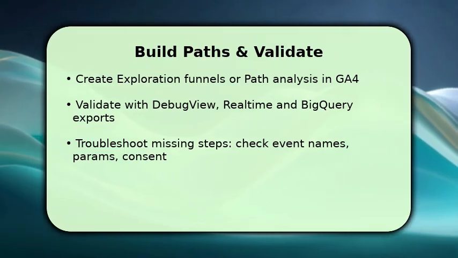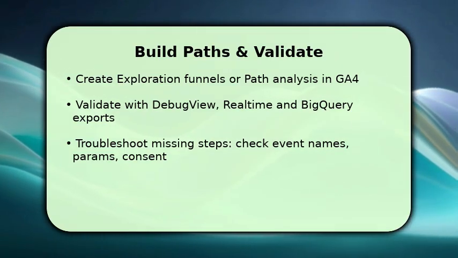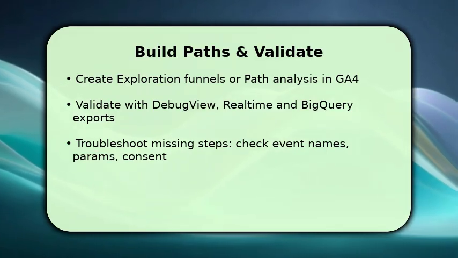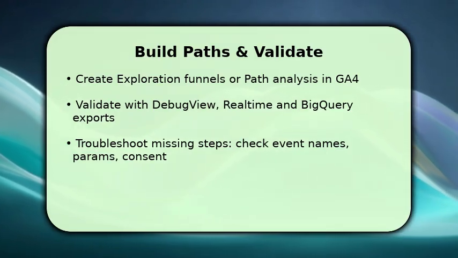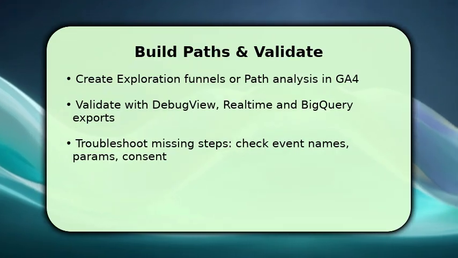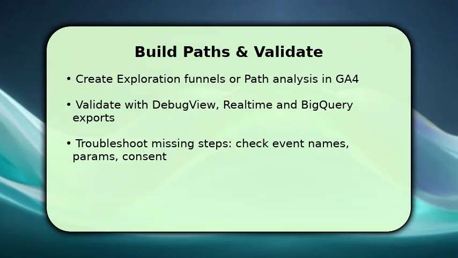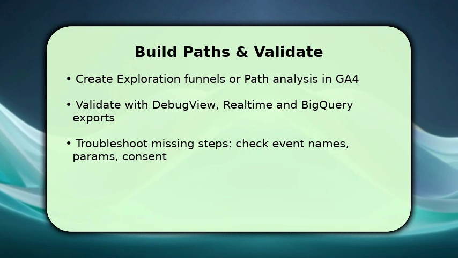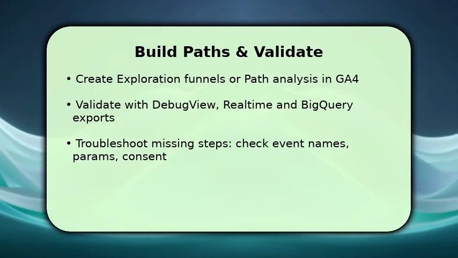If numbers look off, check event naming consistency, missing parameters, or user ID continuity. Also confirm cookie/consent settings aren't blocking hits. Make sure to iterate. Adjust triggers or parameter capture, then revalidate until the journey matches expected user flows.